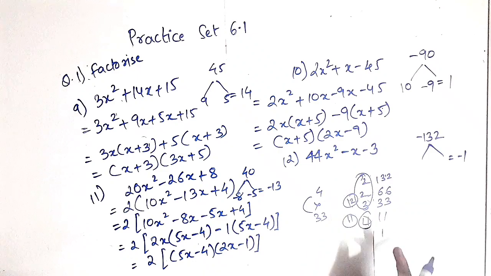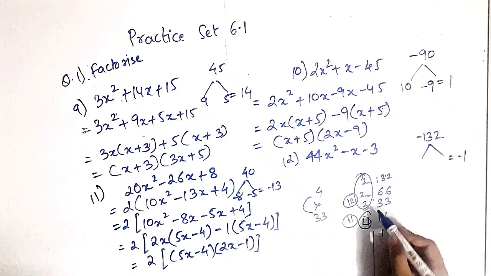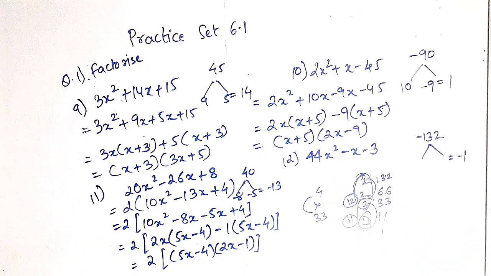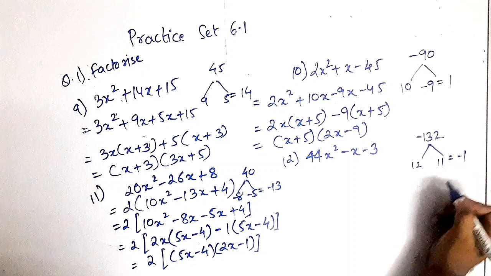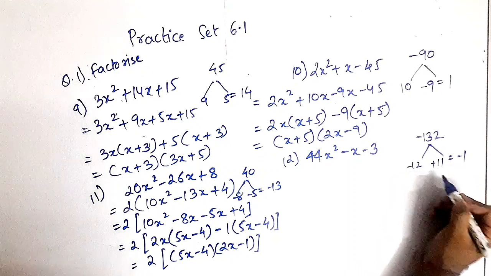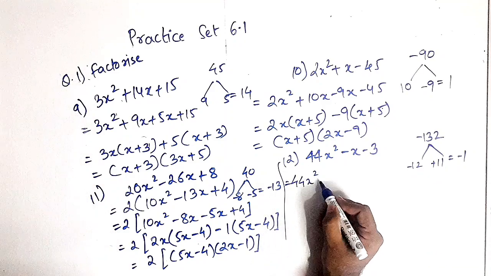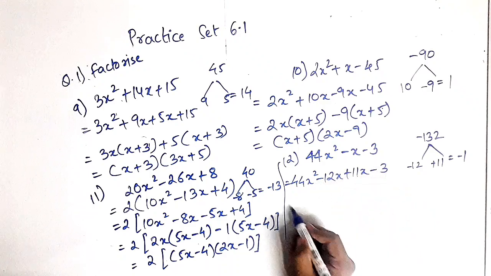If we would not have got this with this pair, then we would have tried some other arrangement like 11 threes and another number. I am just giving an example of how we could have got it with another pair. Then we have got 12 and 11. So this is minus 12 and plus 11. So your answer is 44x square minus 12x plus 11x minus 3.